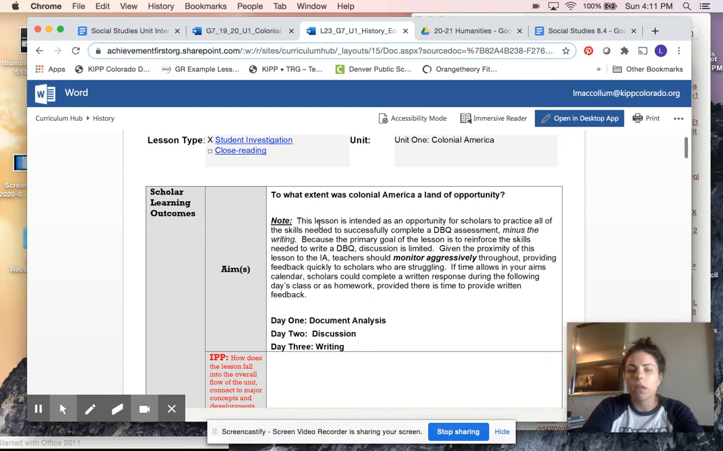And then I look at this note. This lesson is intended as an opportunity for scholars to practice all the skills needed to successfully complete a DBQ minus the writing. Because the goal of this lesson is to enforce the skills, discussion's limited, okay? So what I'm actually gonna do right now, oh, and then it says, if time allows and your AIM scholars could complete a written response during the following day's class or as a homework. So something to think about, not a must, but something to think about.